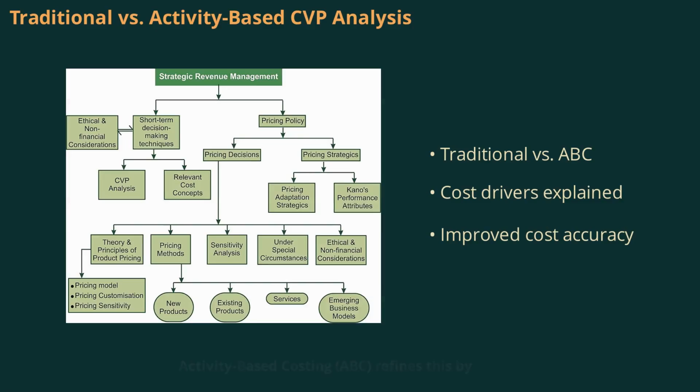However, not all costs behave strictly with volume. Activity-based costing (ABC) refines this by identifying cost drivers beyond just volume, such as batch level or product sustaining activity. ABC provides a more accurate picture by assigning costs based on activities like setups or engineering changes, which may not vary with units produced.